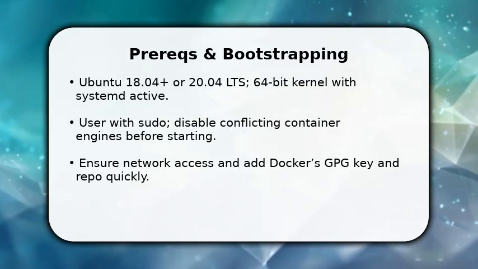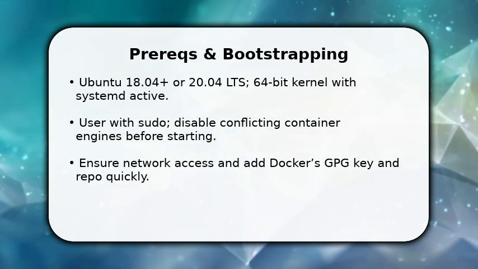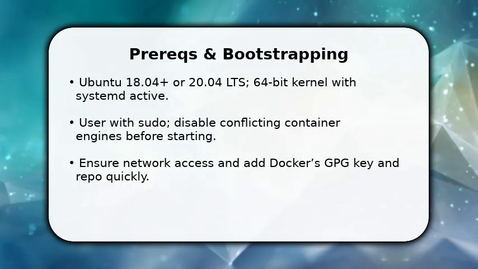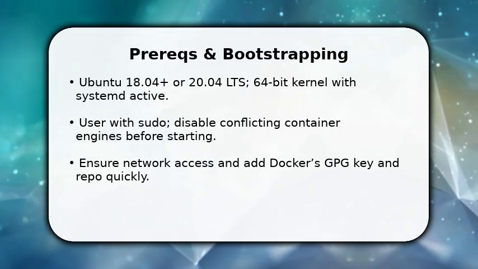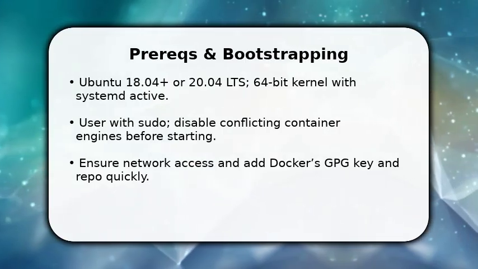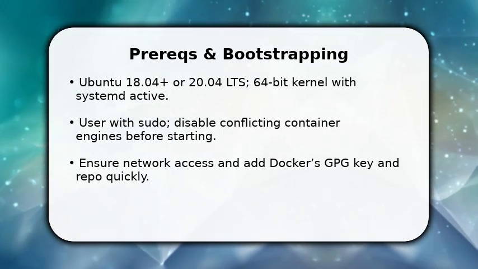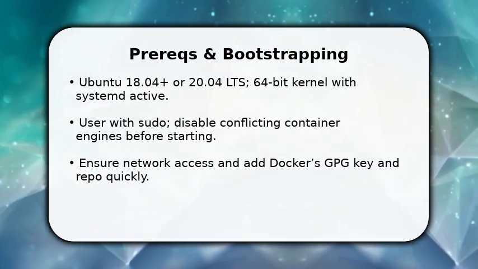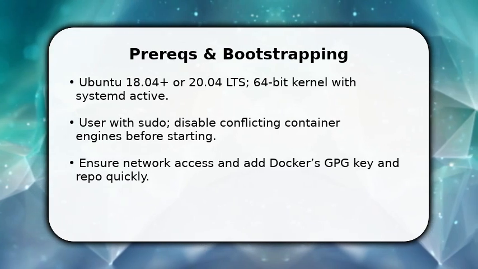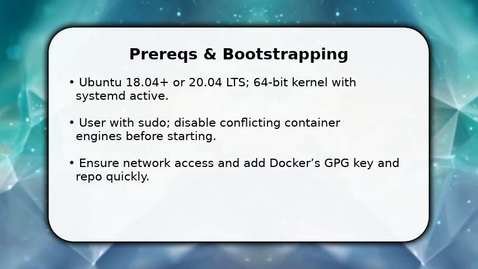Once done, update apt, install apt-transport-https, ca-certificates, curl, and add Docker's GPG key and repository so packages resolve correctly. Make sure to lock the kernel headers if needed. Adding your user to the Docker group lets you run the daemon-managed sockets without sudo. Now proceed to install the engine.